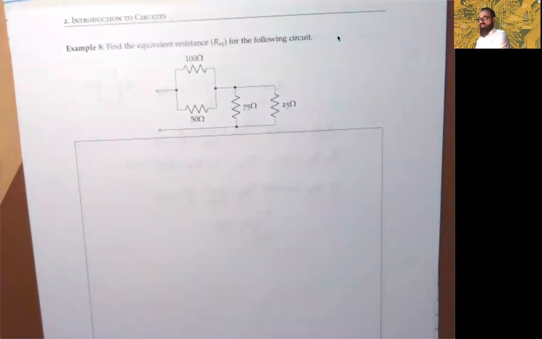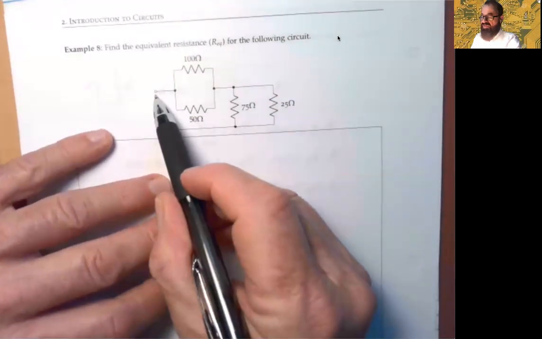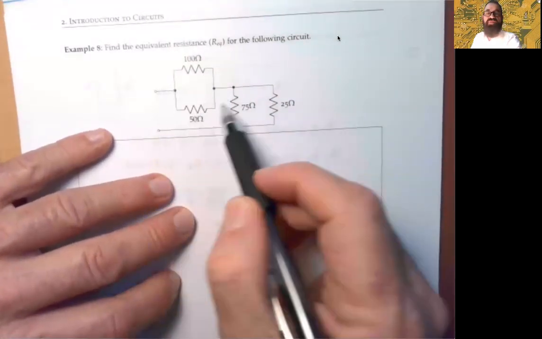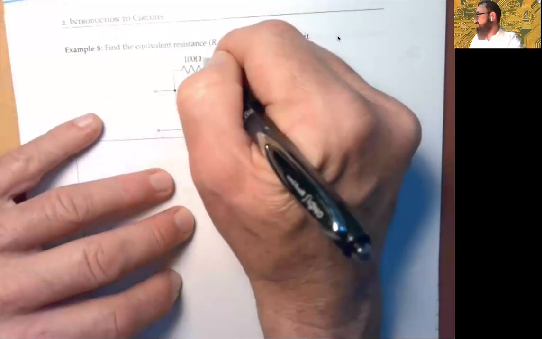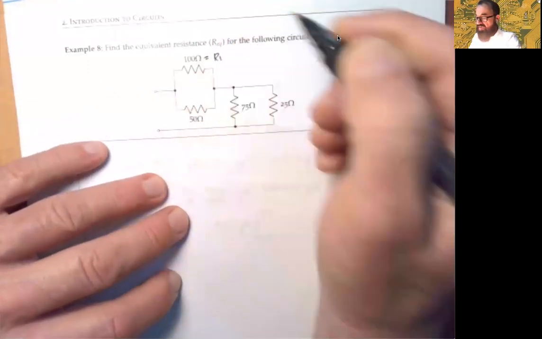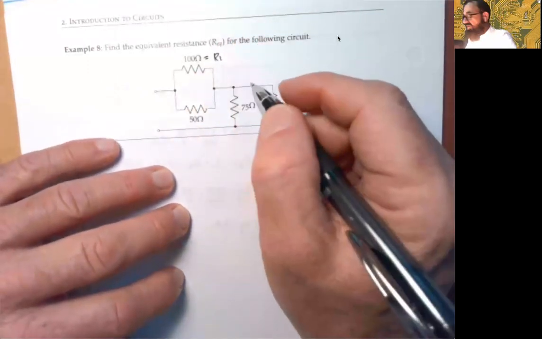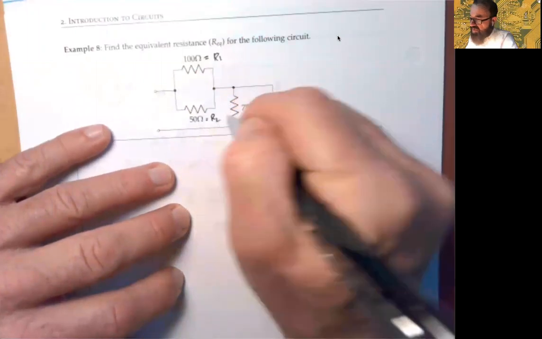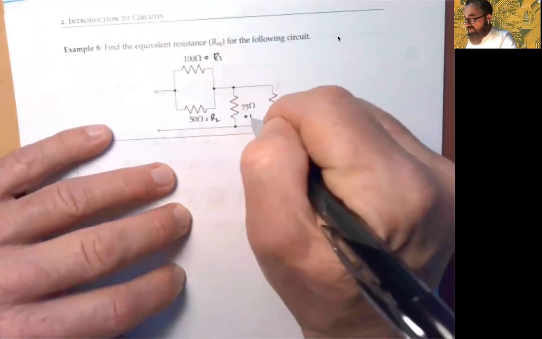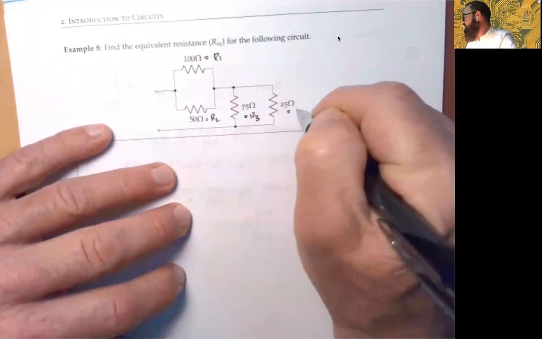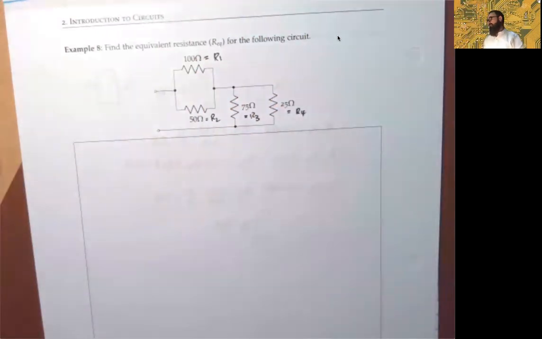So this is a different topology. Got 4 resistances. Again, let's label them. Notice here's the 2 open terminals and interesting configurations here. The 100 ohm, we'll call this R1. This is example 8. The bottom one, 50, we'll call R2, and we'll call the 75 R3, and we'll call the 25 ohm R4. Okay.